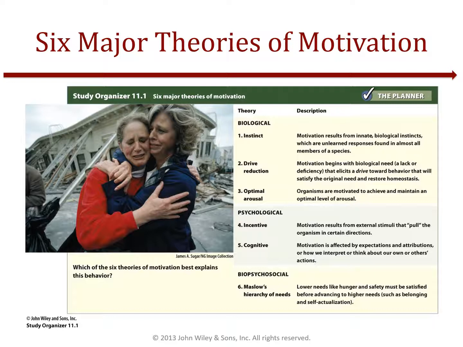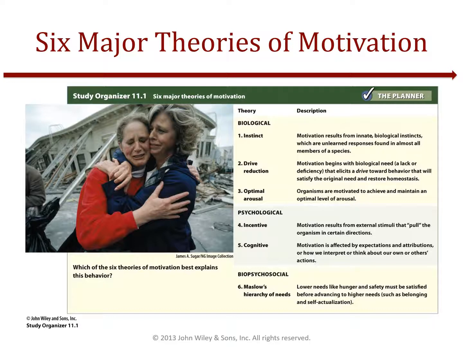Okay. When we're speaking about drive reduction, this would be a type of motivation that starts biologically, or due to a deficiency, something that we're desiring and needing, that would elicit a drive toward the particular behavior that's going to help to satisfy that original need. And pretty much what we're doing is we're trying to always reach homeostasis biologically.